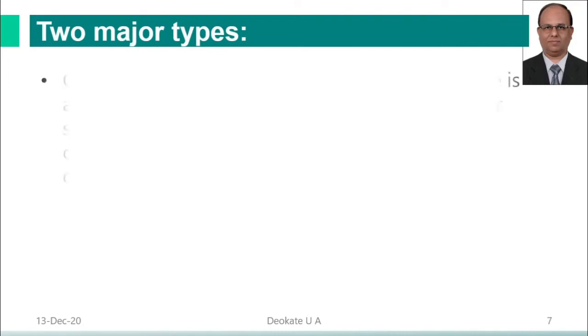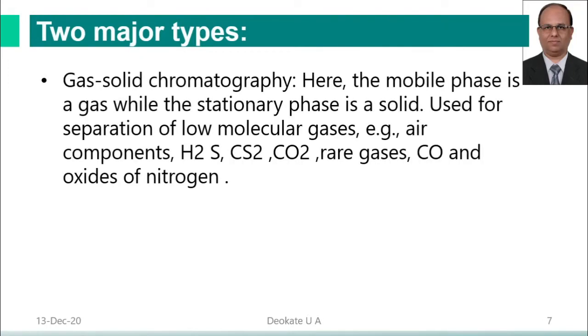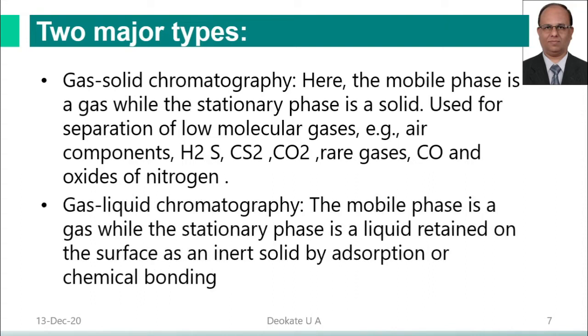There are two main types of gas chromatography. One is called gas solid chromatography or gas adsorption chromatography. Here the mobile phase is a gas while the stationary phase is a solid, used for separation of low molecular weight gases. For example, it is used for separation of air components like H2S, carbon disulfide, carbon dioxide and rare gases, and also for separation of carbon monoxide and oxides of nitrogen.